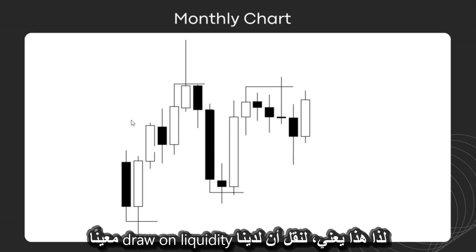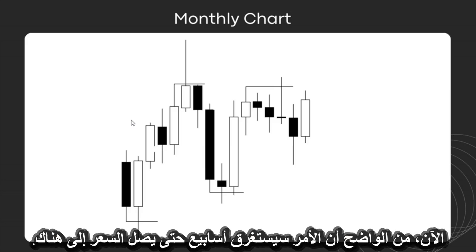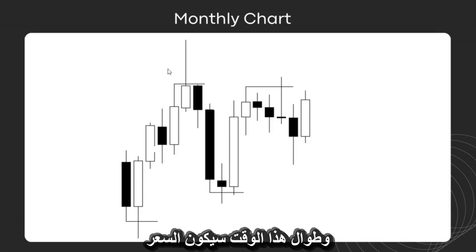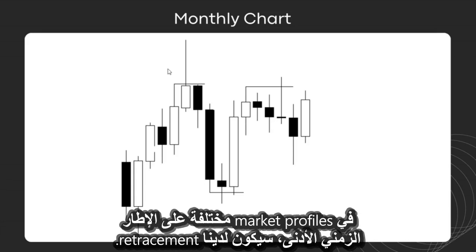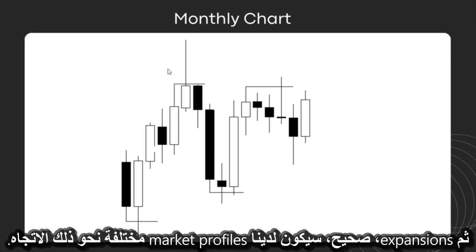So that means, let's say we've got a certain drawn liquidity on the monthly chart that we're looking at, right? Now obviously it's going to take a week for price to reach there, and throughout this time price is going to be in different market profiles in the lower time frame. We're going to have retracement, we're going to have ranging profiles, and then expansions, right? We're going to have different market profiles towards that direction.